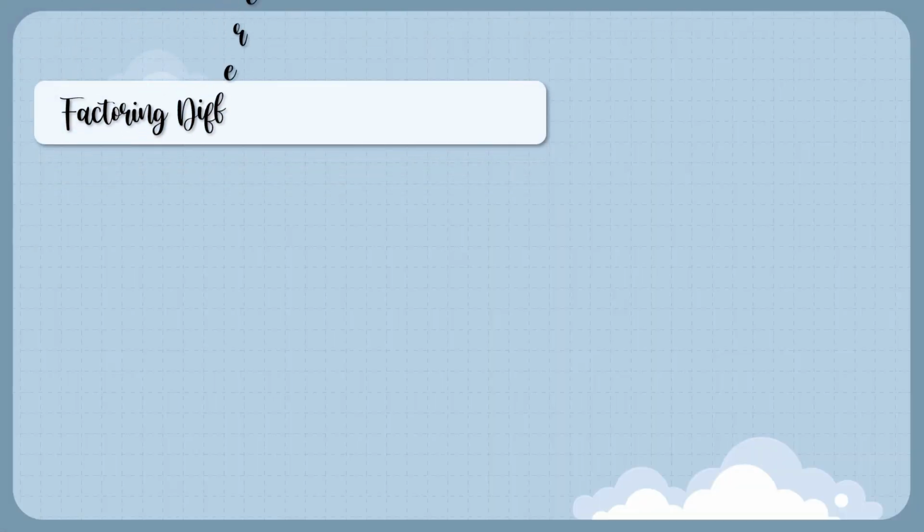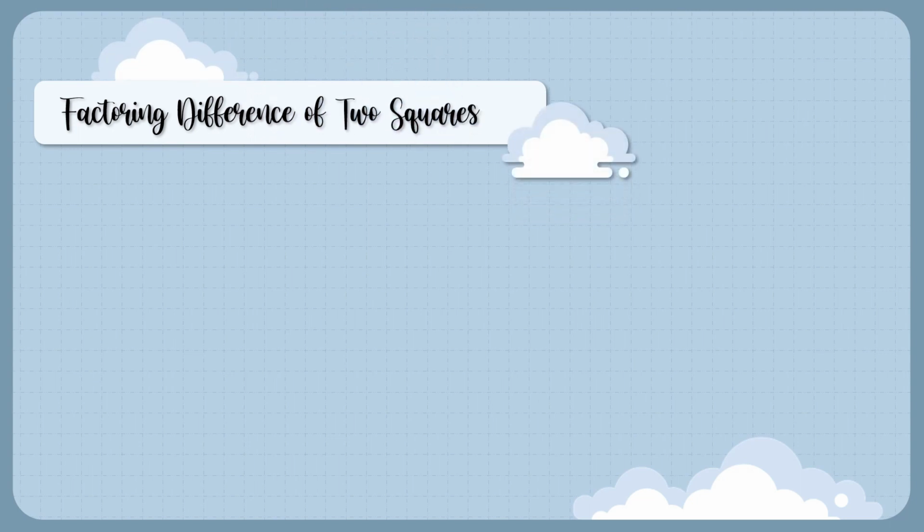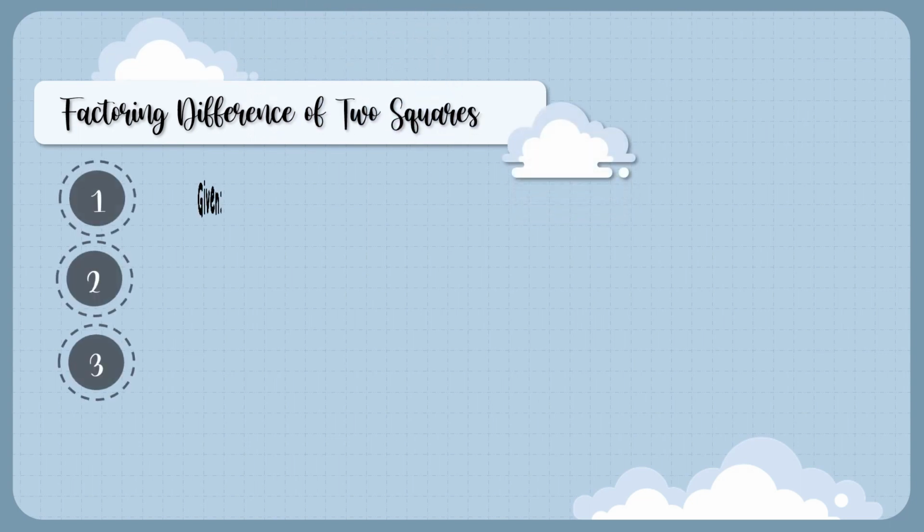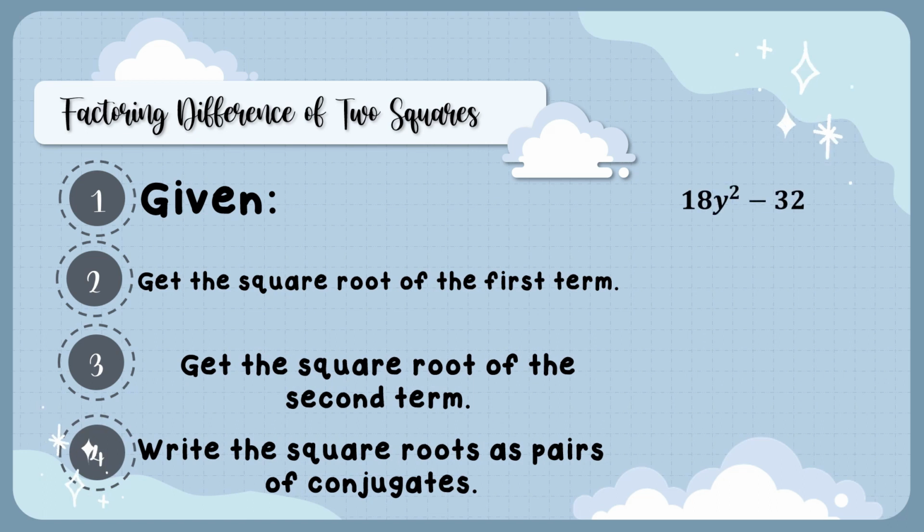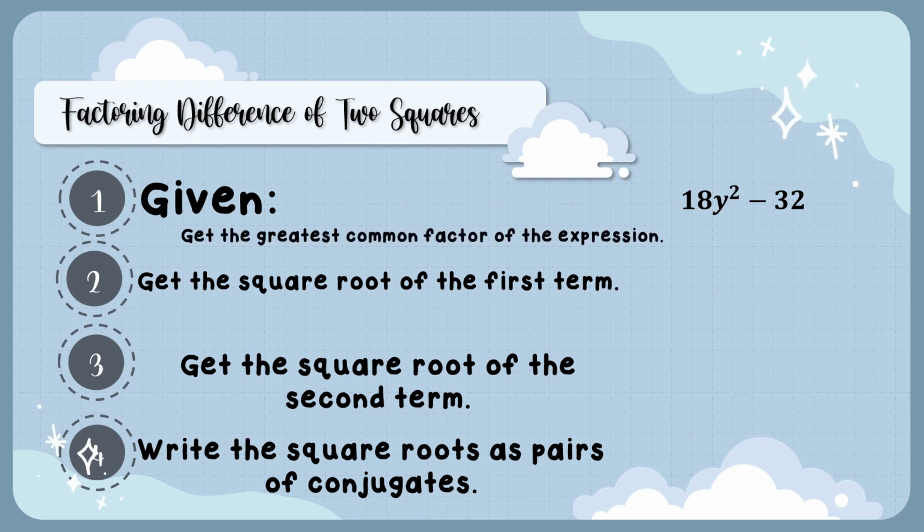Let's have example number 6. Example number 6 is 18y squared minus 32. As you can see, both numerical coefficients of our expression are not perfect squares. To make it a perfect square, we are going to look for the greatest common factor of the expression.